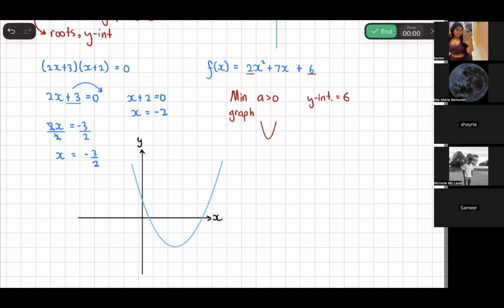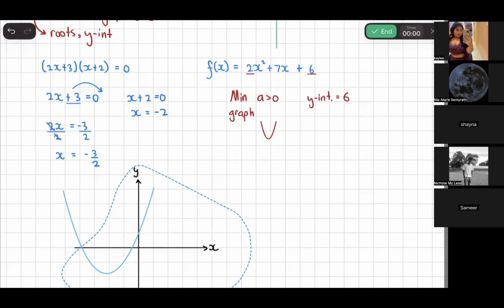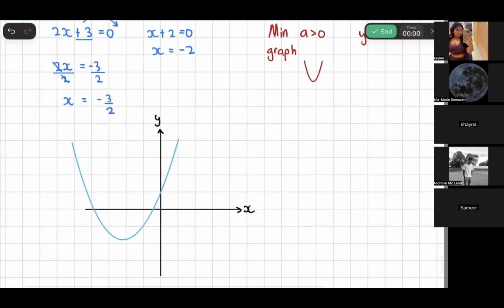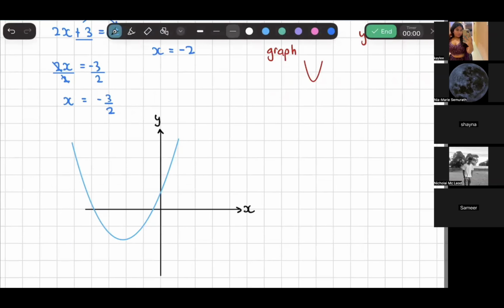So what are you doing over there? Does this look correct? Yes. Now, which one is smaller, -2 or -3/2? Negative 2. Yeah, -2 would be smaller because it's more negative. -3/2 is -1.5.